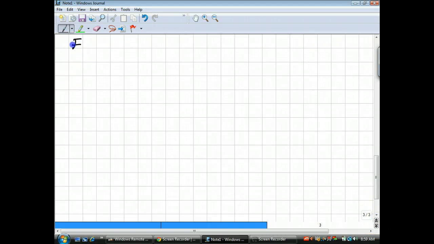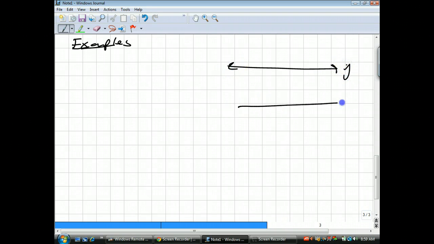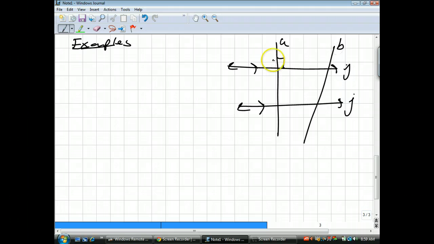So examples. Right, so I have line J and line K, and they are parallel to each other. And I have transversal A, which is perpendicular to J, and transversal B. Okay, and so I have angle 1, 2, 3, 4, 5, 6, 7, 8.